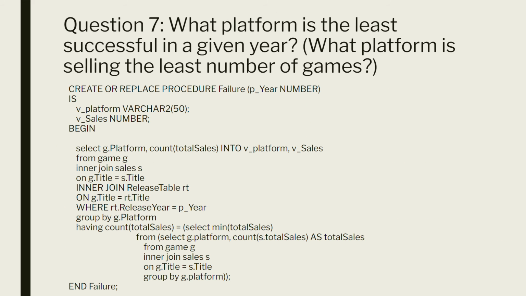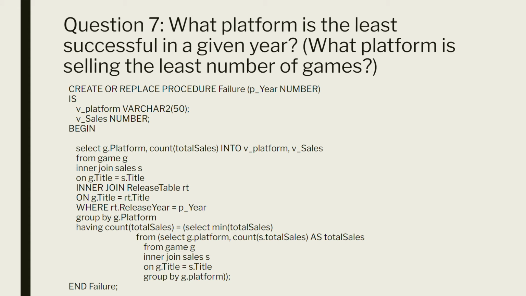Question 7 states, what platform is the least successful in a given year? Or what platform is selling the least number of games? I decided to use a procedure because this requires a descriptive answer. I used one variable, that being the year in the question. So the way I did this was by having 3 select statements, 2 of them being inner select statements.